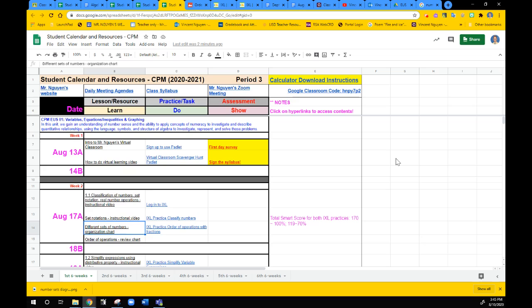Today we're going to do a review of different kinds of sets of numbers and reviewing the order of operations that these numbers have. Okay, so before we begin, I'd like to just take a look at the different kinds of number sets that we have.